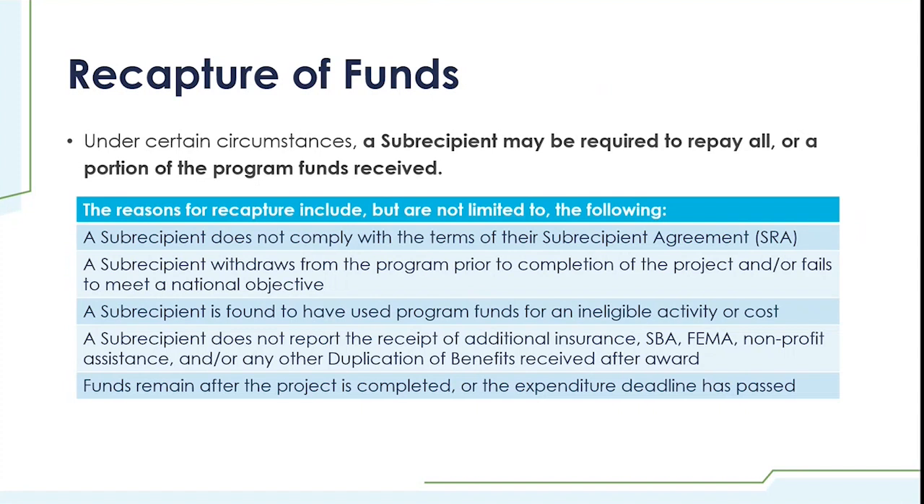Okay, so again, just to emphasize on that, it's not prohibited to obtain additional funding as long as it's confirmed that any additional funding does not constitute a duplication of benefits. Okay, so in the event that any additional funding becomes available during the life of the project, that must be reported to DED to ensure that there is no duplication of benefits. Okay, and the last reason why recapture of funds may occur is if there are any funds remaining after the project is completed, or if the expenditure deadline has passed and all funds have not been expended.